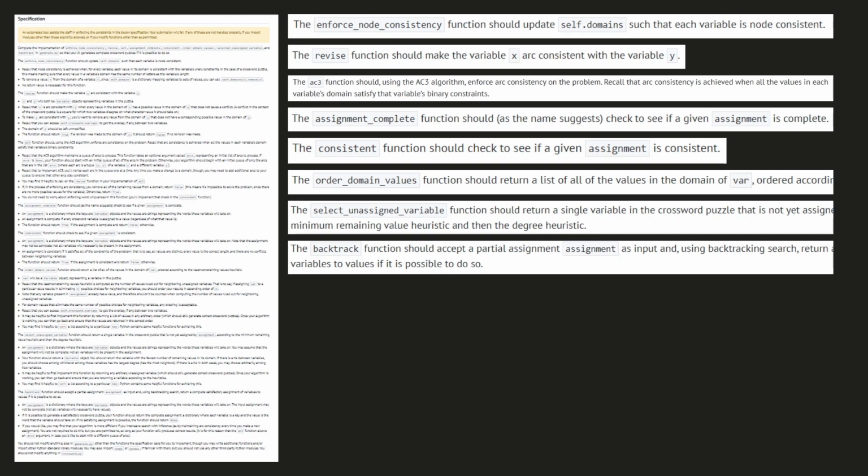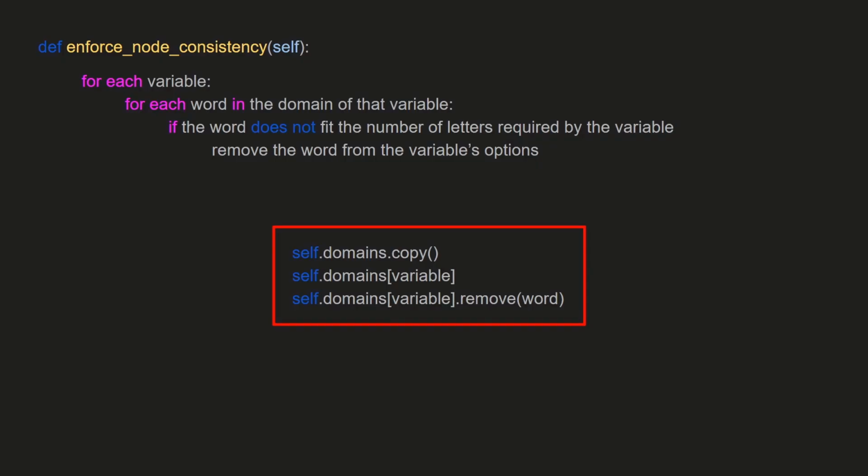Then we have the specification, which is quite big. Then I will just go through the logic behind each of the functions. In the enforce node consistency, what we want is to ensure that the number of letters per word fits the number of letters for the variable. So we go through each variable, and then we go for each of the options in that variable domain. And if the word doesn't fit, well, we just remove the option. For this, we are going to use the self domains copy, the way we access the variable from the domains variable, and then we remove the word as well.